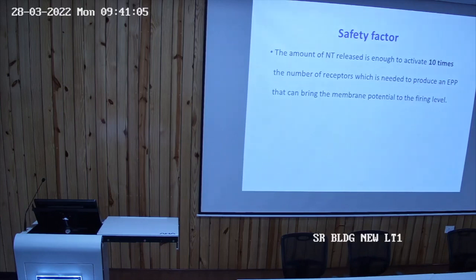जितना आपको एंड प्लेट पोटेंशियल को फायरिंग लेवल तक ले जाने के लिए रिसेप्टर्स चाहिए, उतने एक्टिवेट होने चाहिए। तो this amount of neurotransmitter that is released from the vesicles, this can activate up to 10 times the number of receptors. So it is much above the number which is required to reach the membrane potential to the firing level. So there is a safety factor.